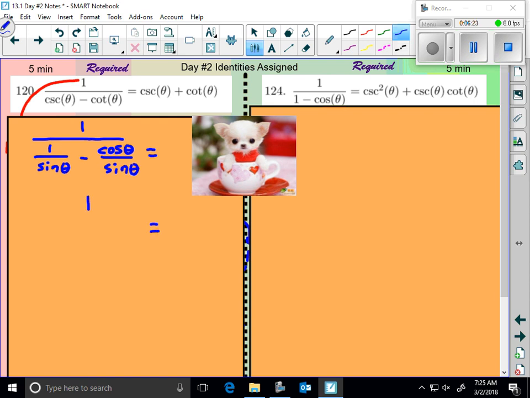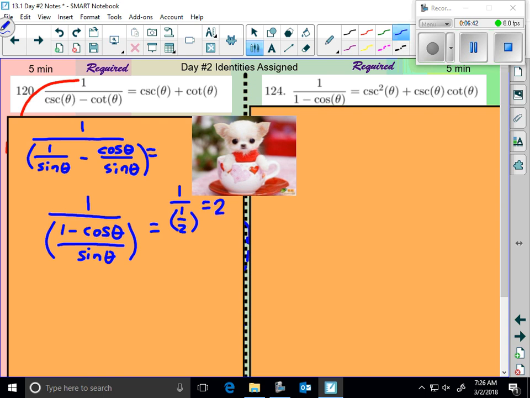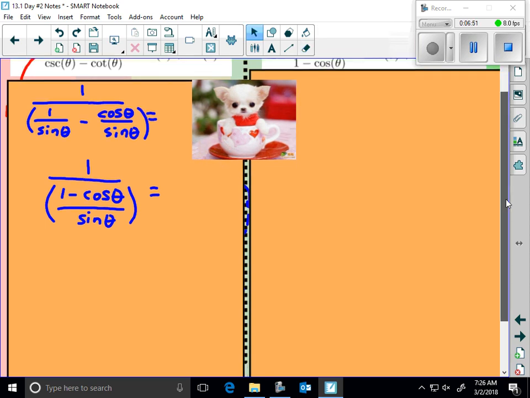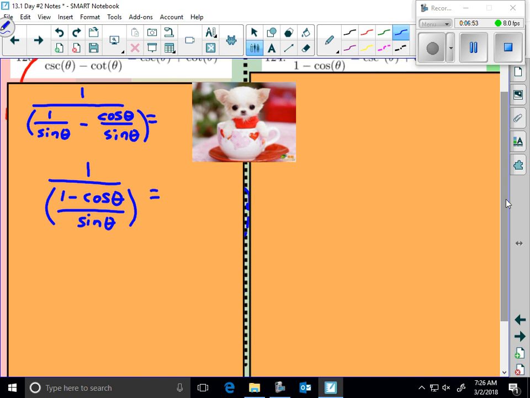So in the numerator, I'd still have a 1. In the denominator, since I have a common denominator, you'll see I have the sine in the denominator. I'm going to take 1 minus cosine theta over sine theta. Now, if I had 1 over 1/2, we talked about that being equal to 2. All right, so it'd be equal to the reciprocal of the denominator. So I could do basically a flip of the denominator and put it in the numerator.